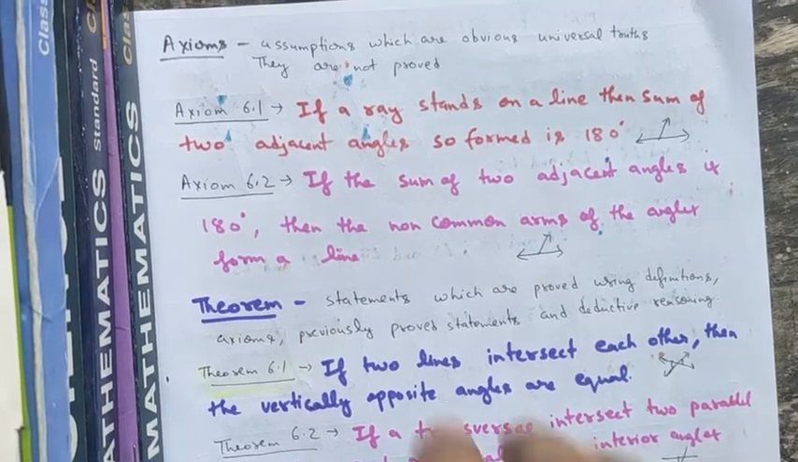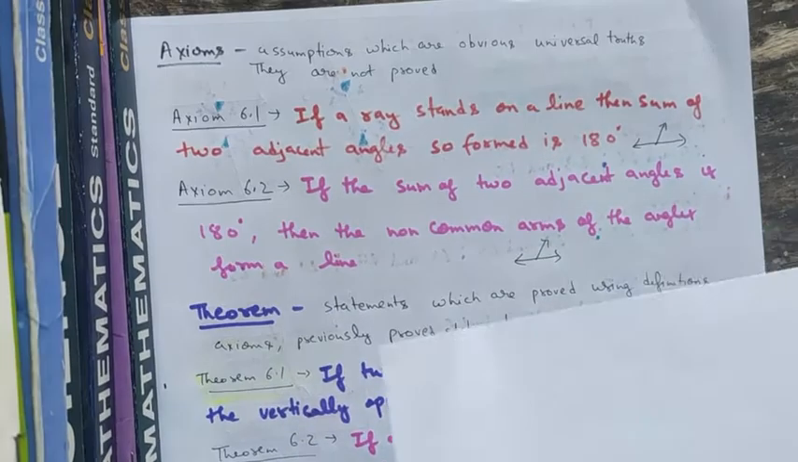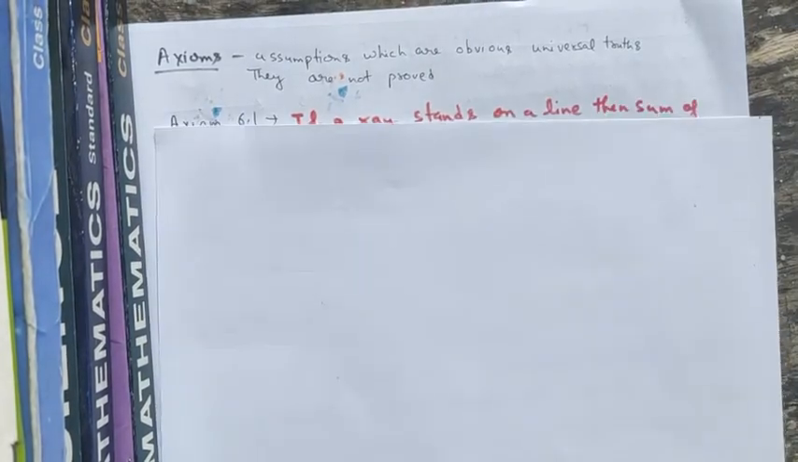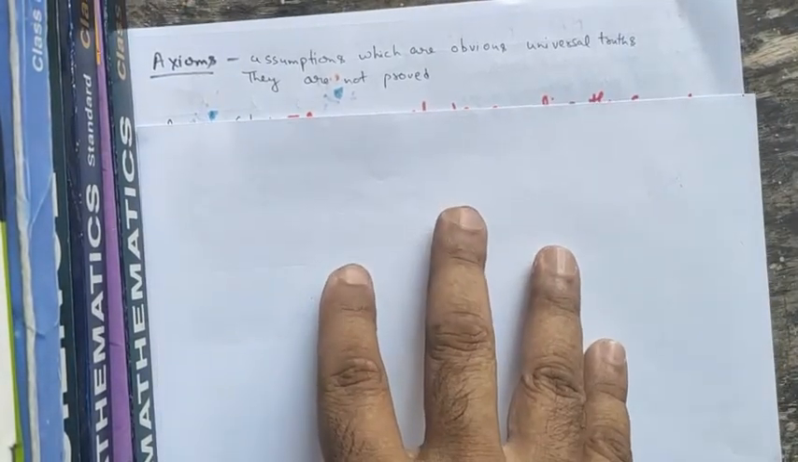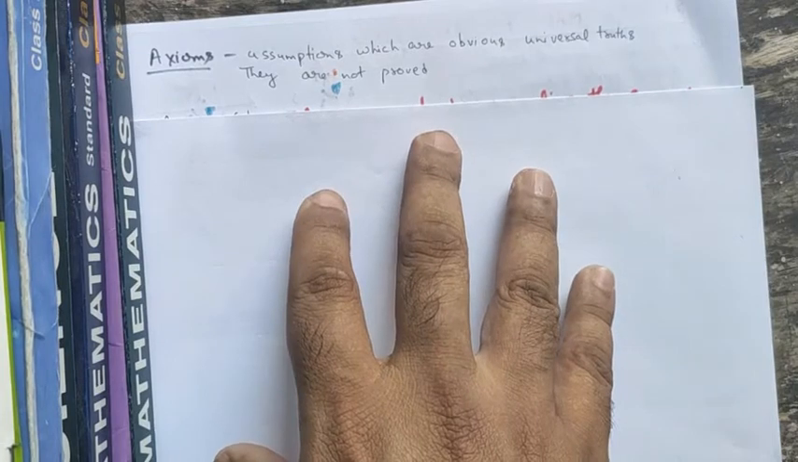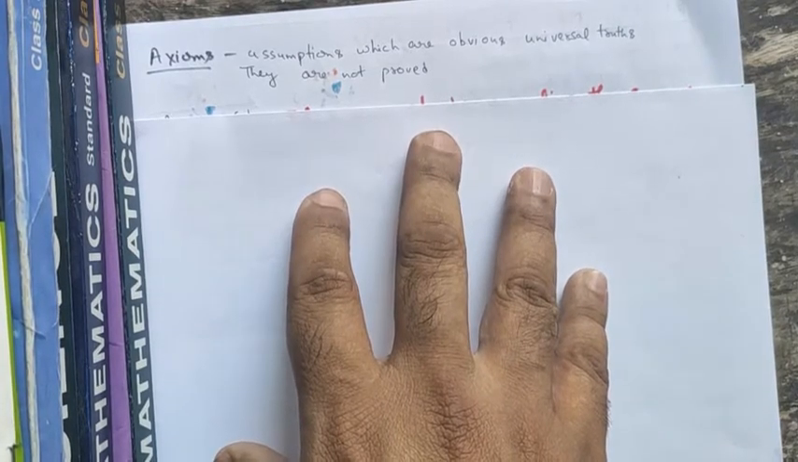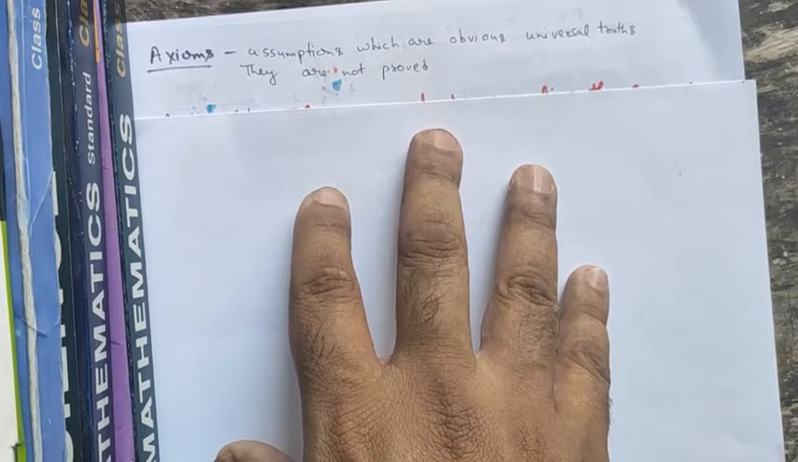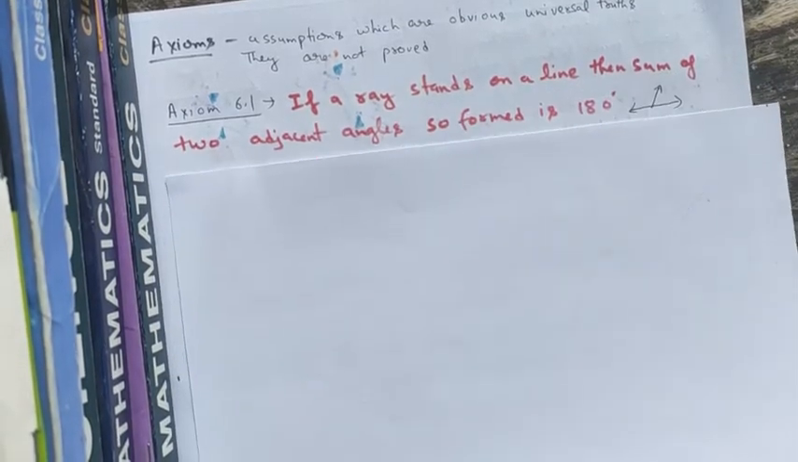Okay, let us look at some of the important axioms and theorems of the chapter. So first of all, let us know what axioms are. Axioms are basically the assumptions or universal truths, and they are not proved. They need no proof because they are obvious universal truths. So the first axiom is axiom 6.1.